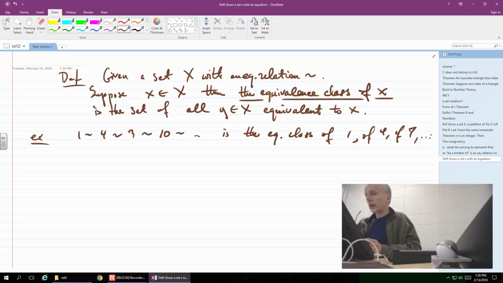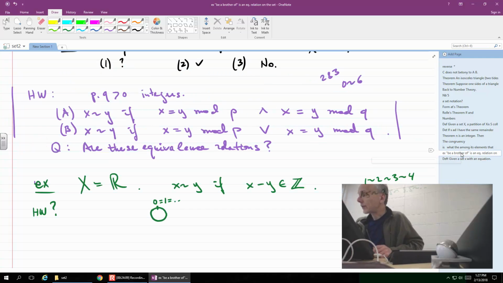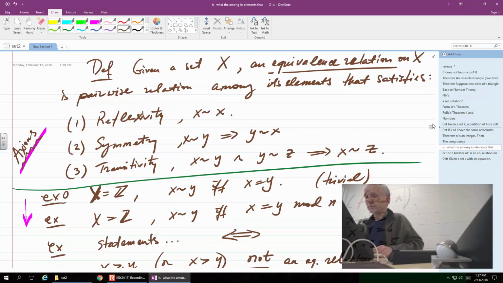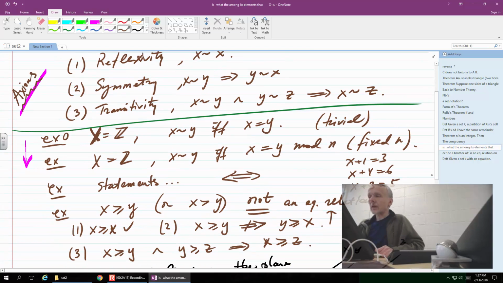What else? If the equivalence relation is being a brother, then most people will have only, well, nobody. Well, we actually decided that brother is not an equivalence relation because you're not equivalent to yourself. So let's take some other examples of equivalence classes. So the trivial one, example 0. Number 2 is congruency already.